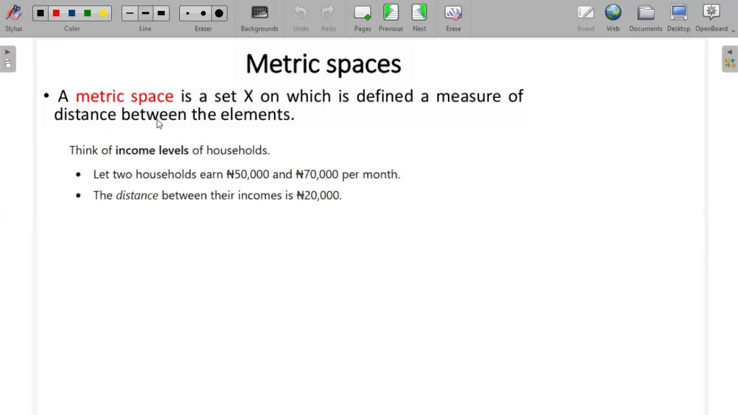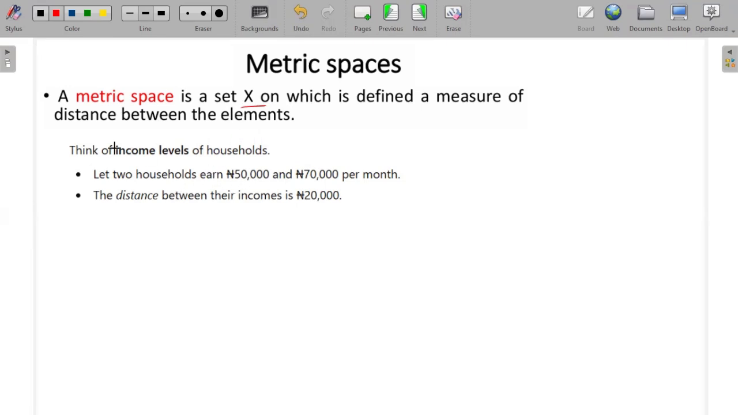Now we want to understand what metric spaces are. A metric space is a set X on which is defined a measure of distance between the elements. So it's just a set X where there is a measure of distance between a set of elements. In short, it is a set where we can measure the distance between those elements.